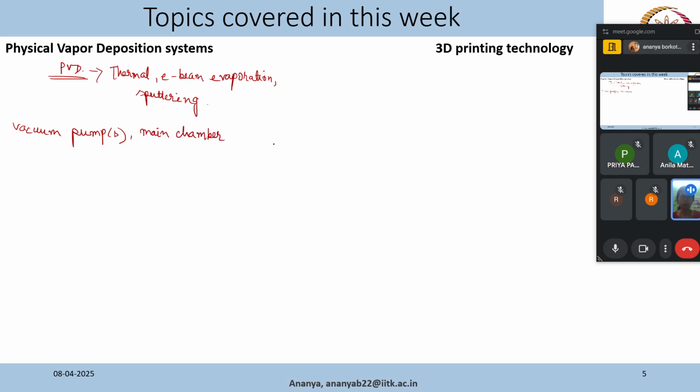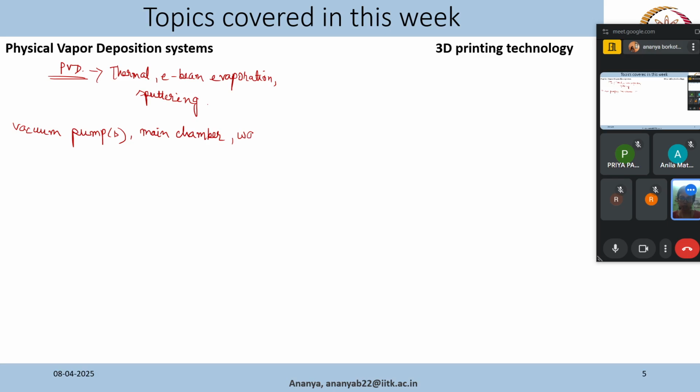We might have a load lock chamber, because we don't want our main chamber to see the atmosphere directly, so we'll have another chamber where we will create some vacuum and then transfer our substrate or wafer to the main chamber without breaking the vacuum. We may have that, or may not, depending on the system. And what other things will we have?